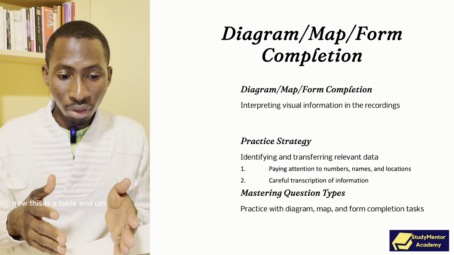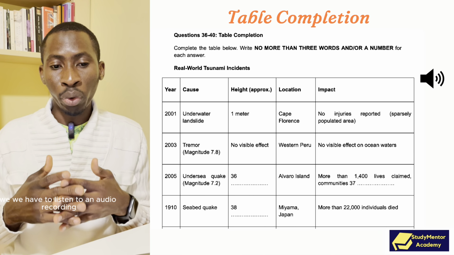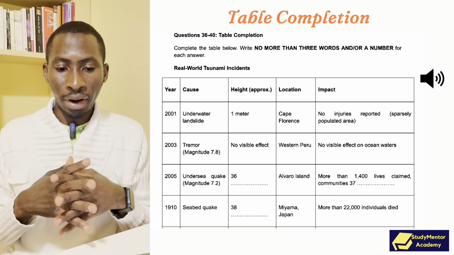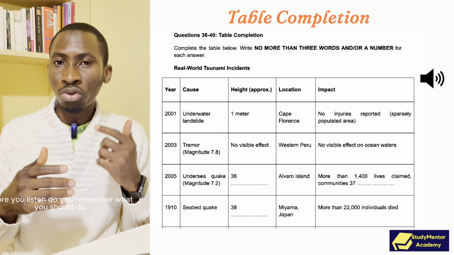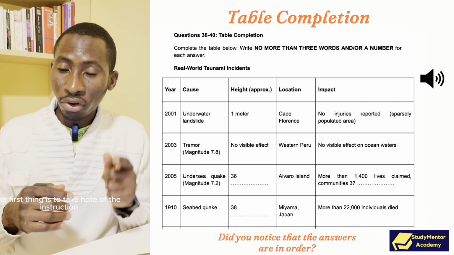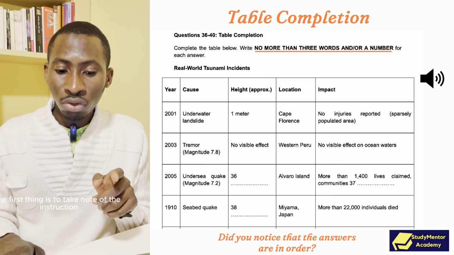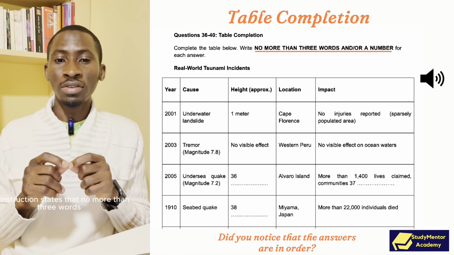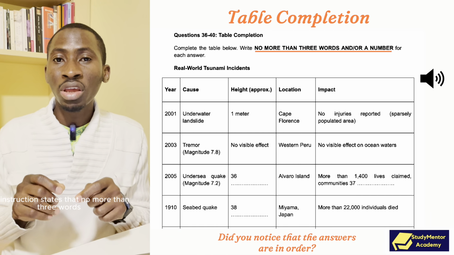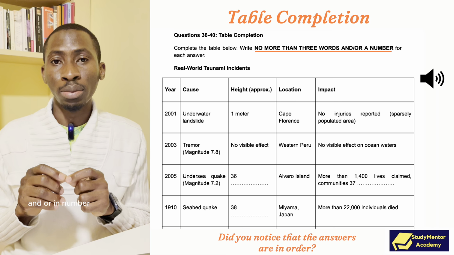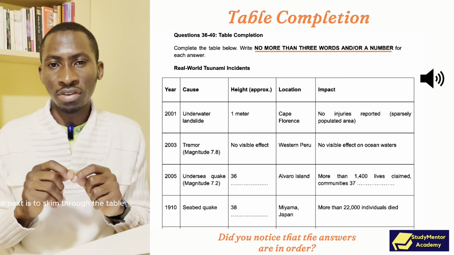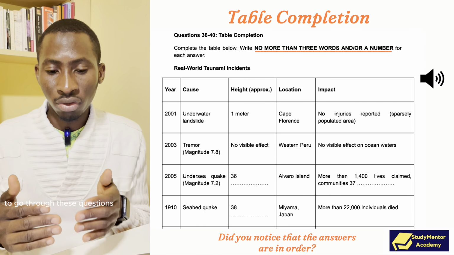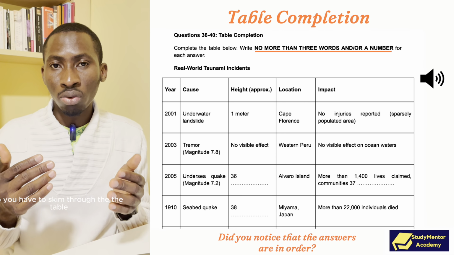Now, this is a table, and we have to listen to an audio recording and then fill in the right answer. Before you listen, do you remember what you should do? The first thing is to take note of the instruction. So the instruction states no more than 3 words and/or a number. The next is to skim through the table. You'll be given some time to go through these questions. So you have to skim through the table.